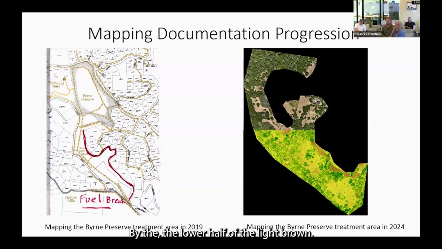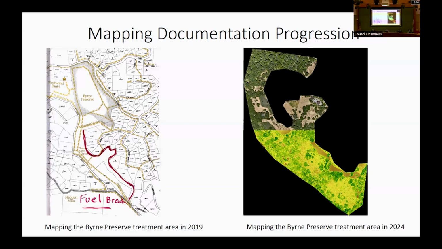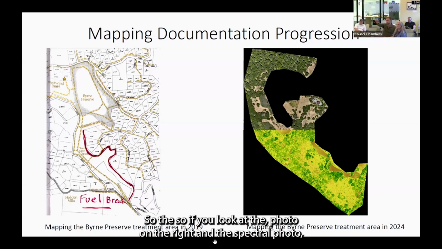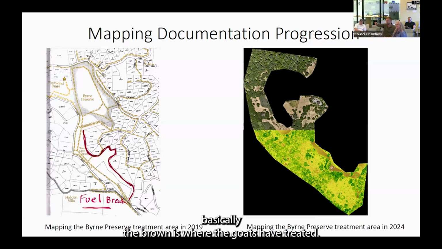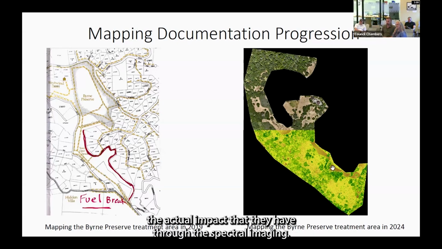Like the lower part photos of the light brown areas feel safe. Correct. So if you look at the photo on the right and the spectral photo, which is a green NDVI, what we're seeing is that the brown is where the goats have treated. And so we can visually see and we can visually measure the actual impact that they have through the spectral imaging.